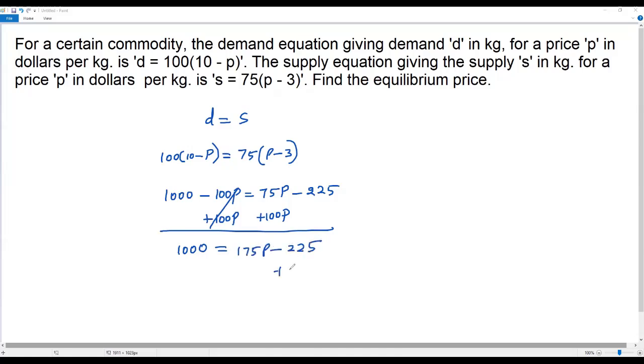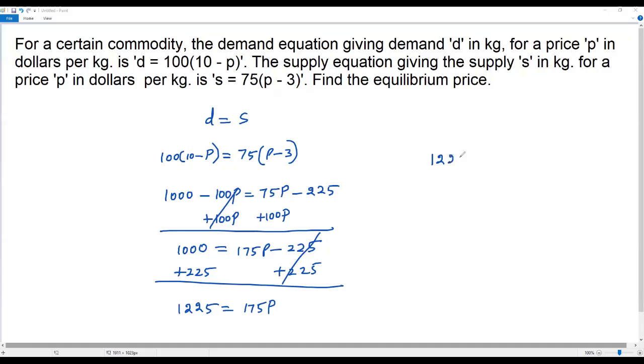Now let's add 225 to both sides. We have to isolate P, so we have to get rid of all the values around the variable P. To get rid of this negative 225, I'm adding 225 to both sides. When I do so, negative 225 and positive 225 cancel out. The simplification of this is 1225 equals 175P.